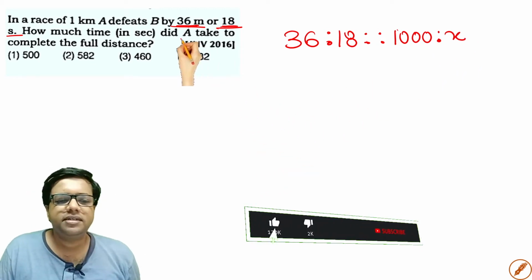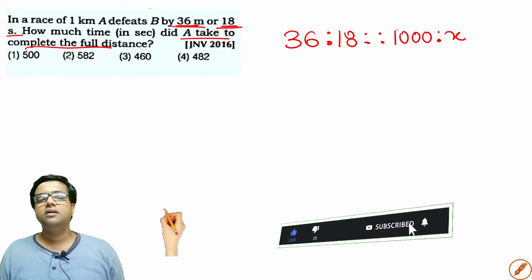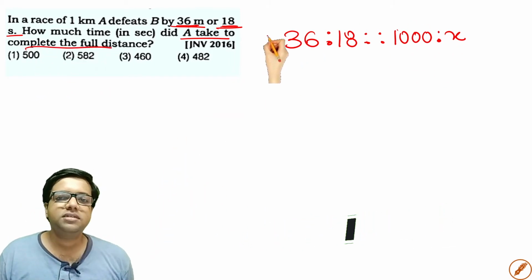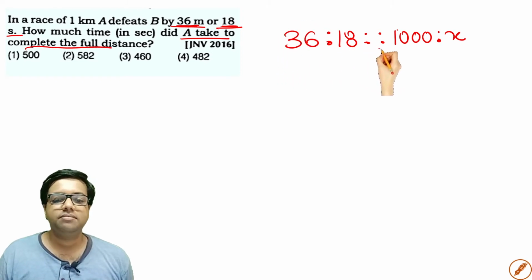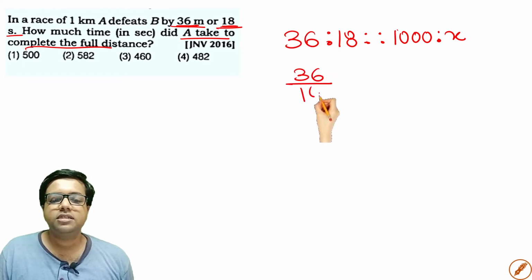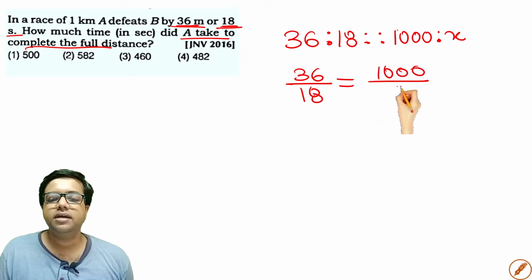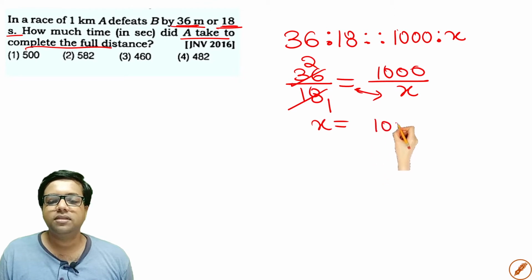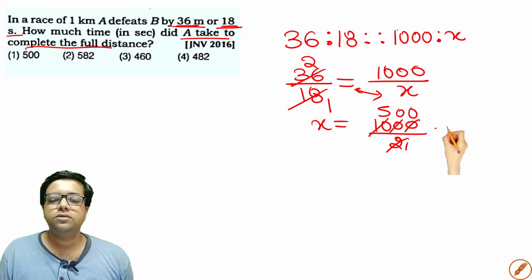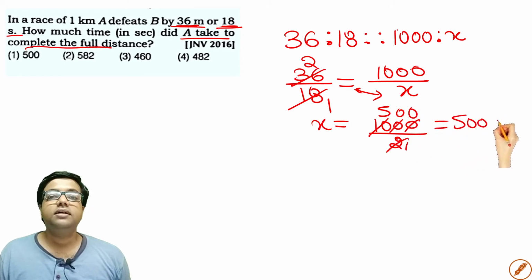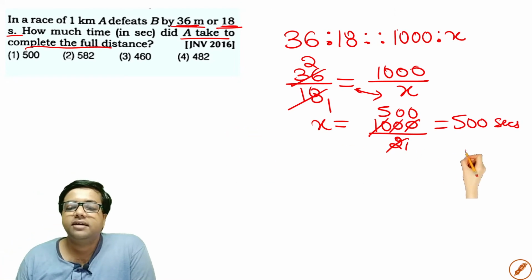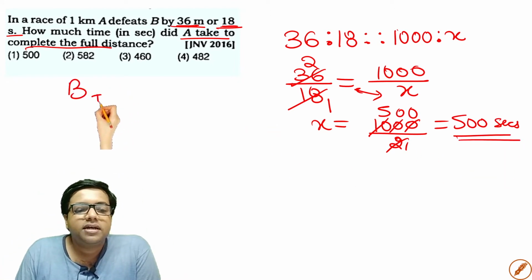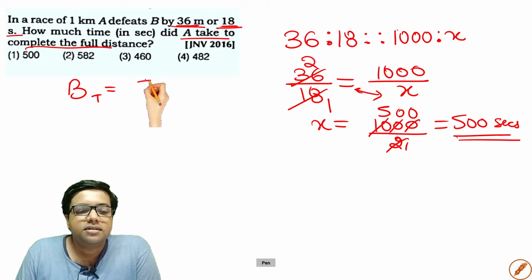I know we need to find the time taken by A to complete the full distance, but let us find B's time first so that we can easily find A's time. So 36 by 18 is equal to 1000 meters by x seconds. 18 twos are 36. So you cross multiply, x is equal to 1000 by 2, which is 500 seconds. Time taken by B is equal to 500 seconds.